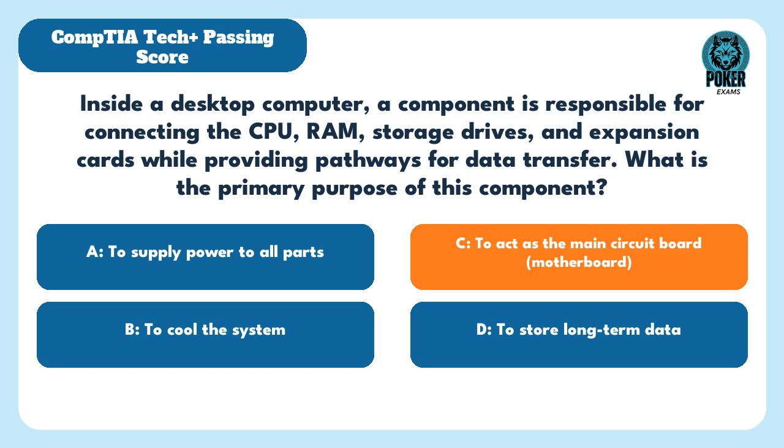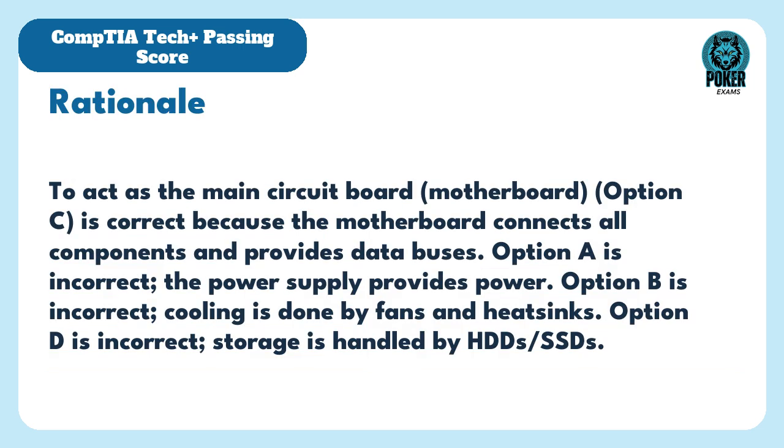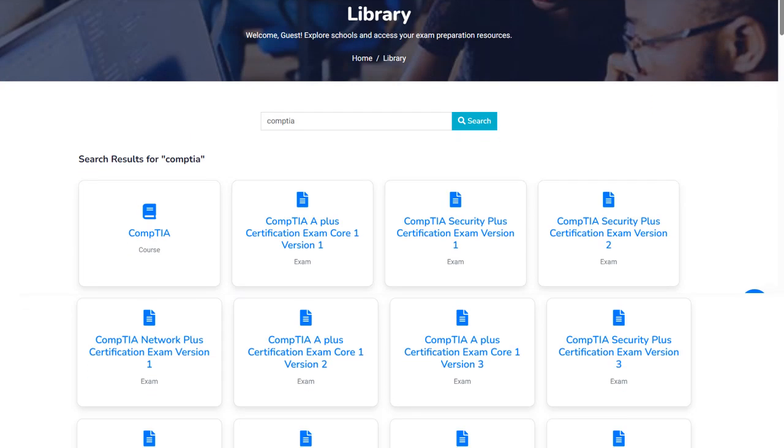The correct answer is C. Rationale. To act as the main circuit board, motherboard, option C, is correct because the motherboard connects all components and provides data buses. Option A is incorrect. The power supply provides power. Option B is incorrect. Cooling is done by fans and heat sinks. Option D is incorrect. Storage is handled by HDDs/SSDs.